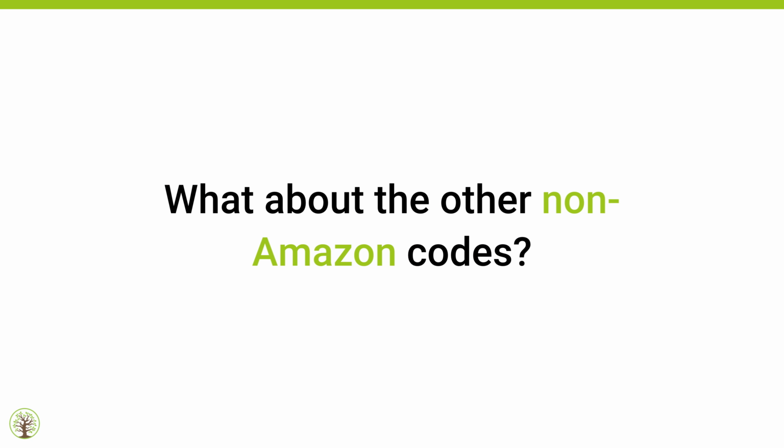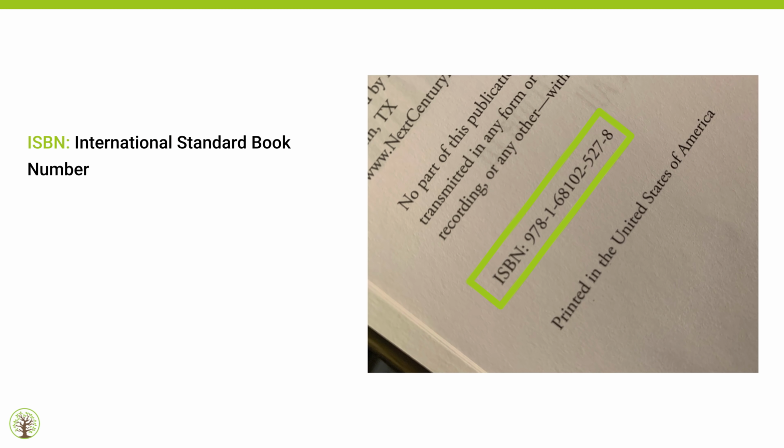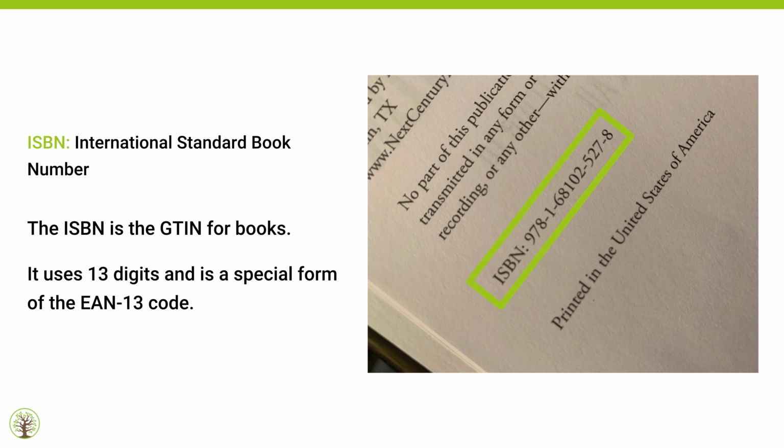What about the other non-Amazon codes, Seth? Like, I know there's more out there and you gave me this massive list of them, but what about the other ones? I'm gonna just tell you a couple, the most important, because you will see these in the drop-down menu option when you create a new Amazon listing. Number one, your ISBN. It stands for International Standard Book Number, and as I mentioned, it replaces the UPC code. It's sort of like the ISBN is the GTIN for all the books. It uses 13 digits and is a special form of the EAN13 code.